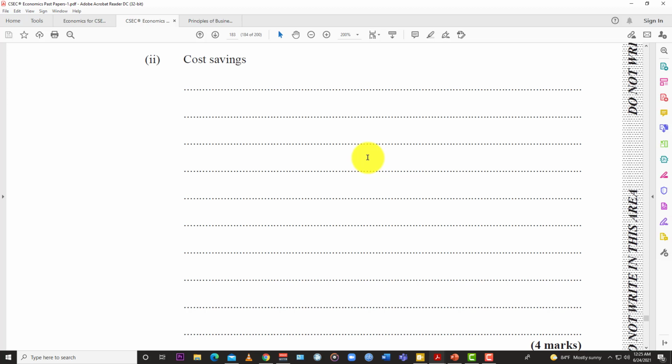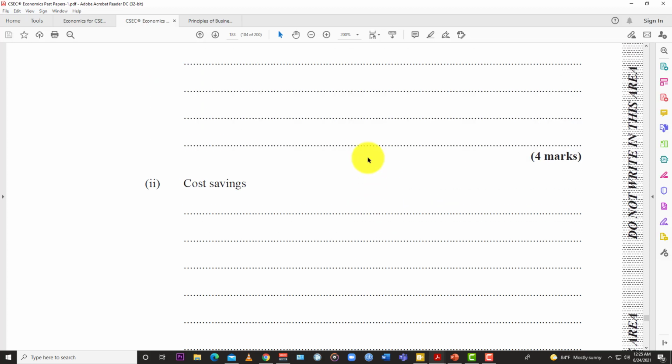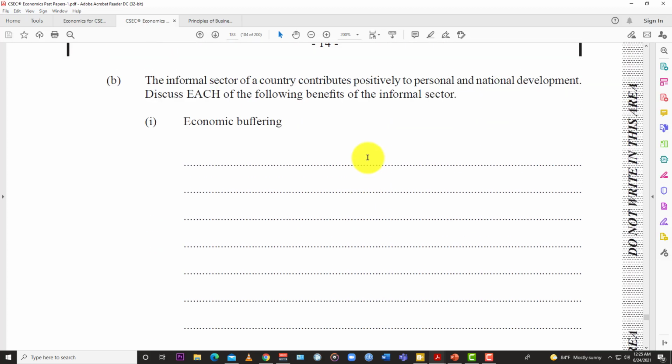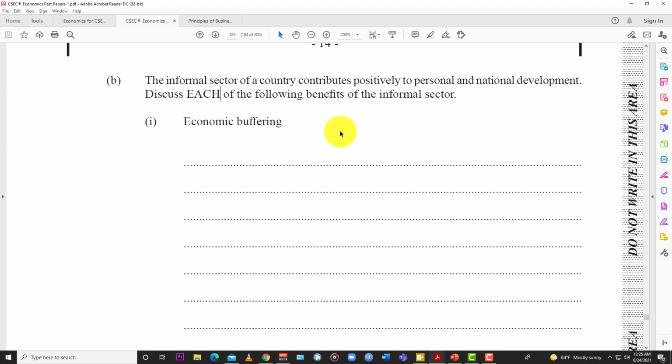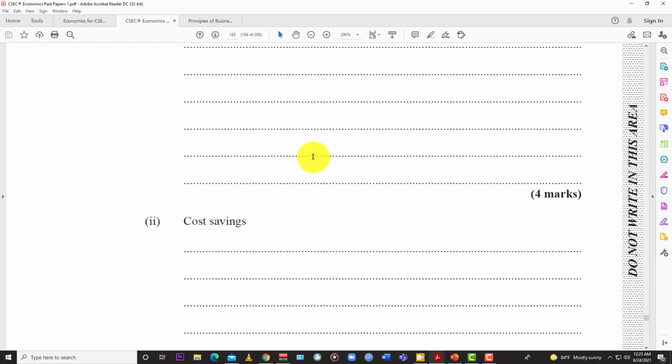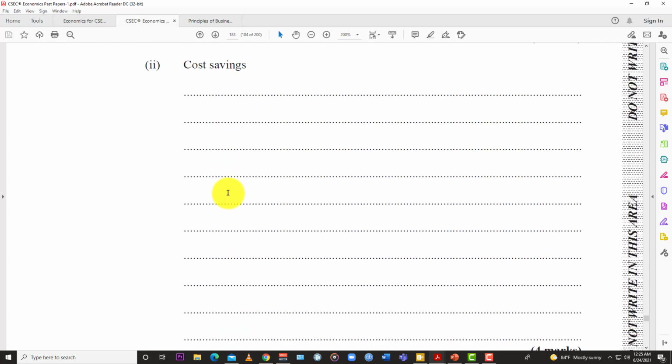So you have to make sure you give examples as to how these things occur, for both cost savings and economic buffer, because the question said the informal sector of a country contributes positively to personal and national development. Discuss each of the following benefits of the informal sector, and some of the benefits are economic buffering, which is right there, and of course cost savings. Keep in mind, a lot of the persons in the underground economy don't really pay taxes because they're not registered. And so imagine no VAT for certain things, no tax or anything like that.